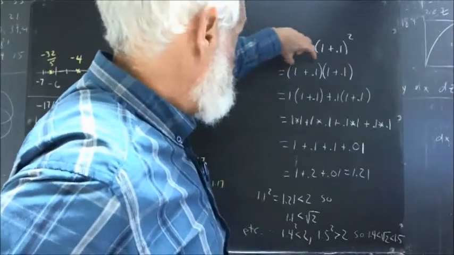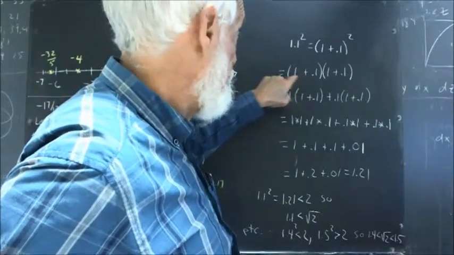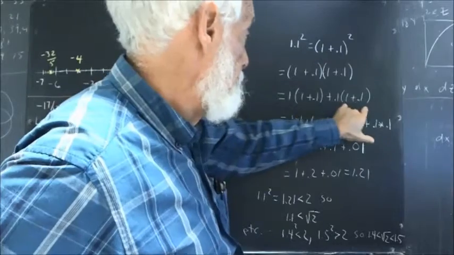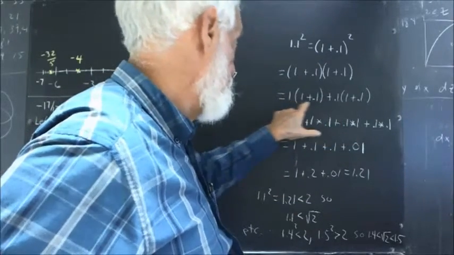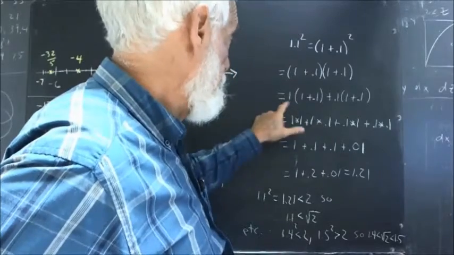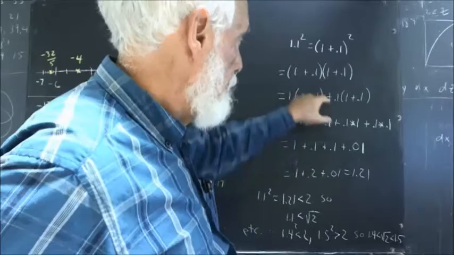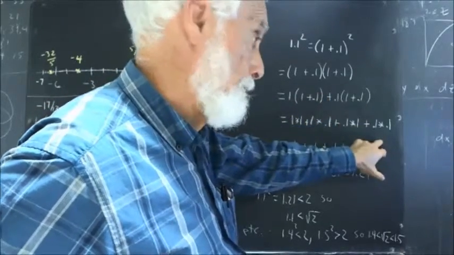So multiplying this by this, I distribute over this plus sign: 1 times (1 plus 0.1) plus 0.1 multiplied by (1 plus 0.1). Then I distribute again. I distribute the 1 over this multiplication. I get 1 times 1 plus 1 times 0.1. And here I get then 0.1 times 1 and 0.1 times 0.1.